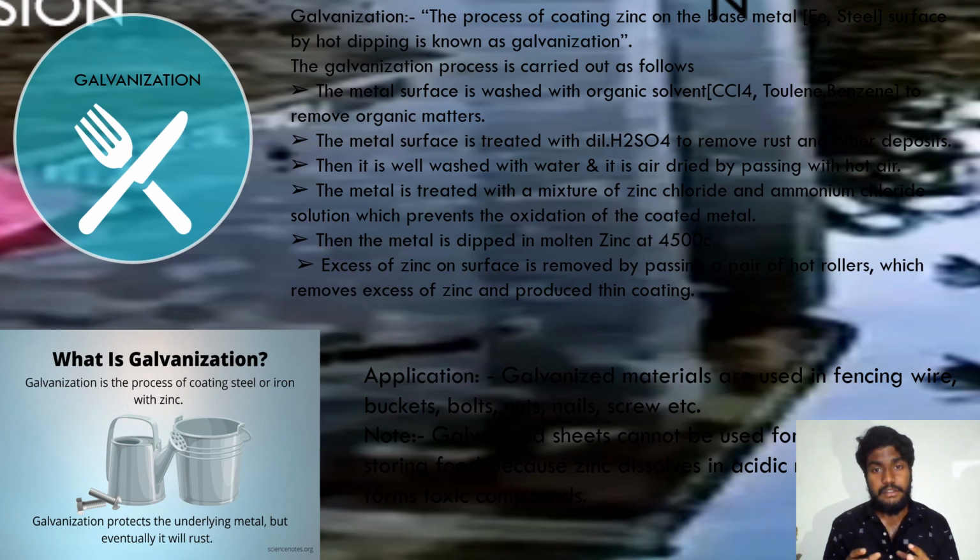The metal is then treated with a mixture of zinc chloride and ammonium chloride solution, which prevents oxidation of the metal. Then the metal is dipped in molten zinc at 450 degrees Celsius. Excess zinc on the surface is removed by passing the metal through a pair of hot rollers, which removes the excess zinc and produces a thin coating.